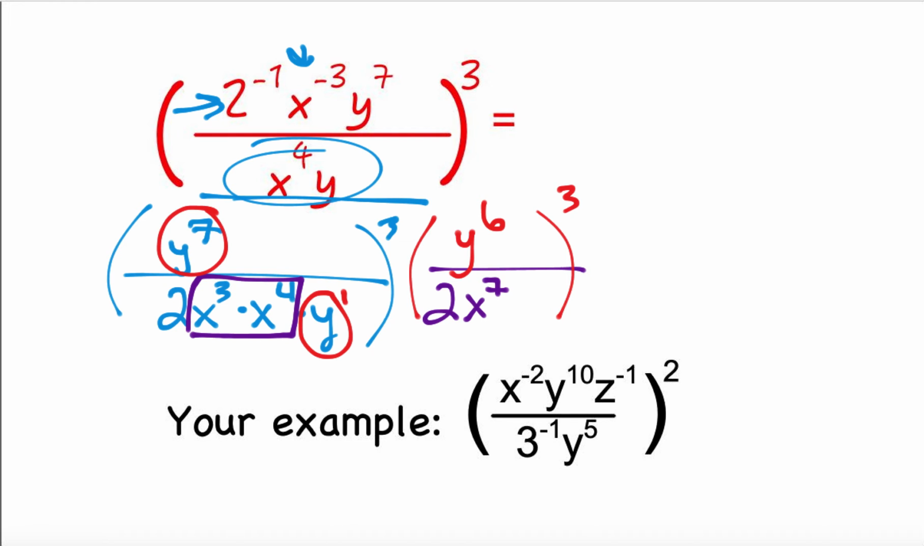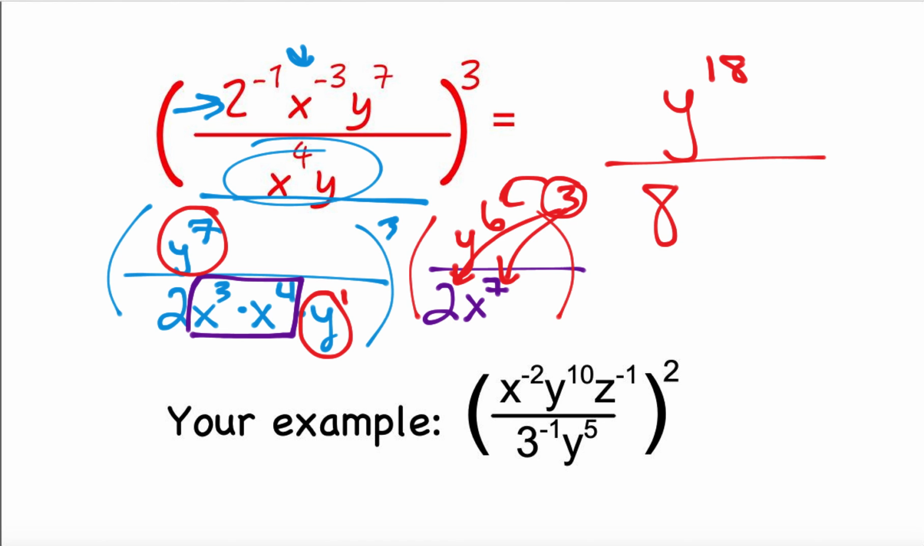So now everything inside, I just distribute the 3 to all of these things, the 2, the x, and the y. And so my final answer would be y to the 6th to the 3rd, power raised to a power. Again, that means multiplying. So 6 times 3 is 18. So it's y to the 18th over 2 to the 1st times, 1 times 3 is 3. So 2 to the 3rd, which is 8.